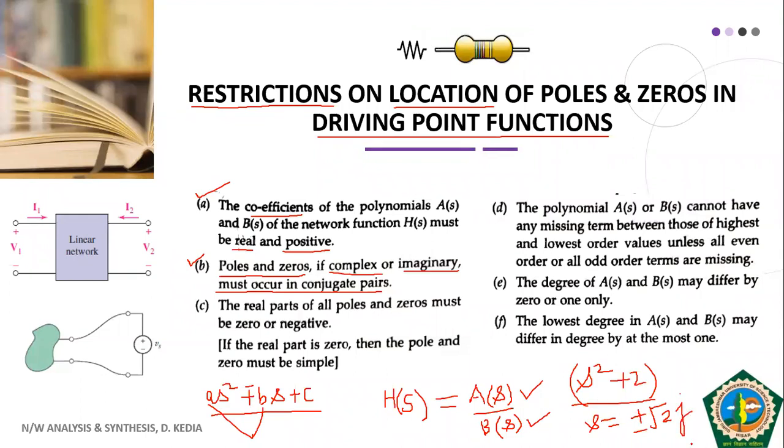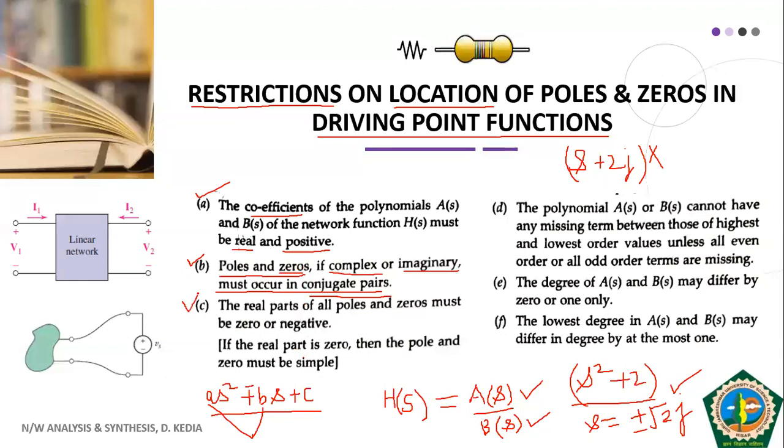So these will be the two roots, and you can see here that they are occurring in conjugate pairs. So this thing is okay. But if you write like this, for example, s plus 2j, in this case you have a complex root, but there is no conjugate pair. So this thing is not allowed. This thing is allowed. So this is your condition number 2, and similarly for zeros also.